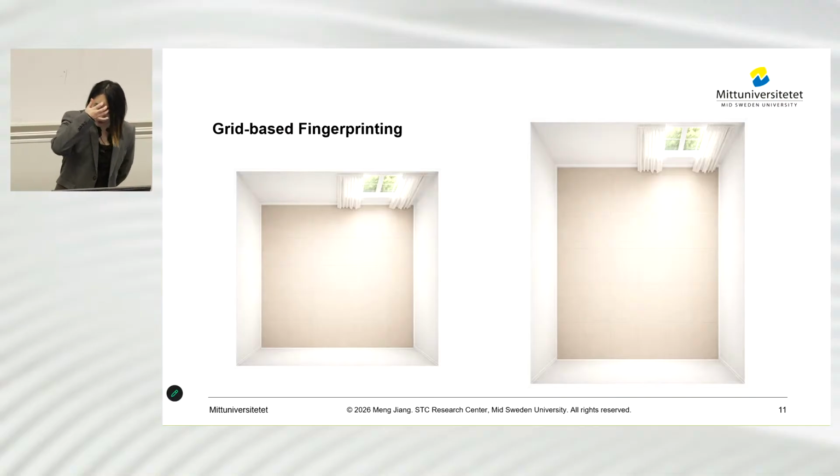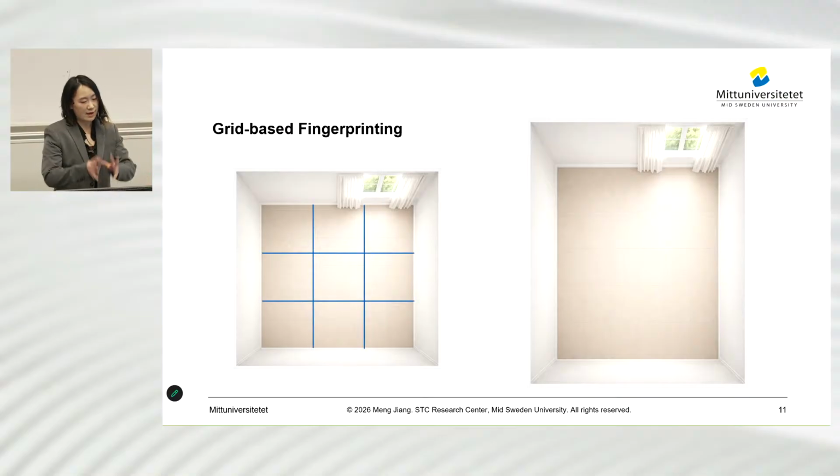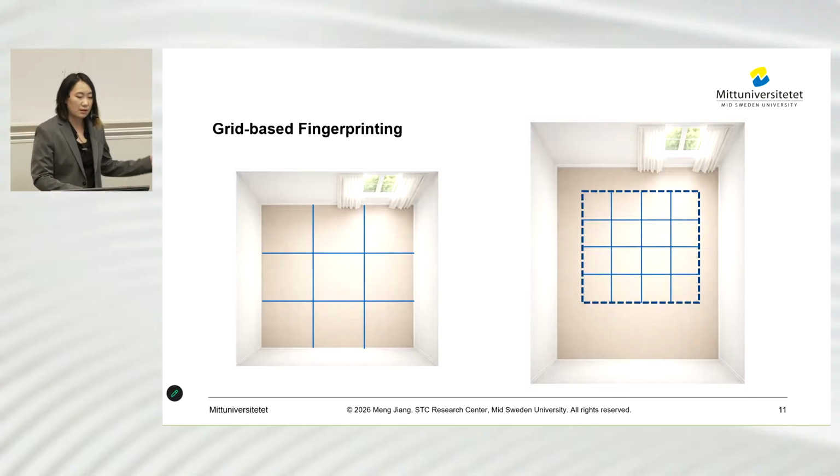So, grid-based fingerprinting. This is widely used among the examples that I gave earlier, like radar, ultrasound, and LiDAR. This is basically dividing a room into different grids, and then you tell either the region or the location the target is. And sometimes you can also do it in a bigger room and then restrict an area of interest, and then you divide them into grids.